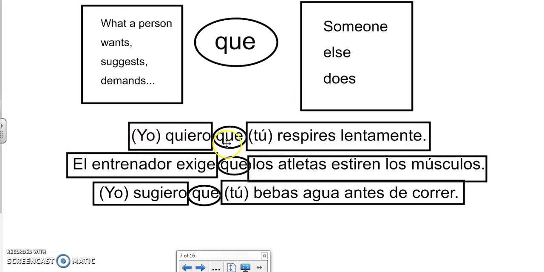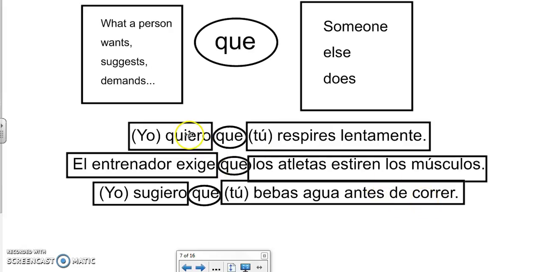Yo quiero que tú respires lentamente. I want for you to breathe slowly. El entrenador exige que los atletas estiren los músculos. The trainer demands that the athletes stretch their muscles. Yo sugiero que tú bebas agua antes de correr. I suggest that you drink water before running.